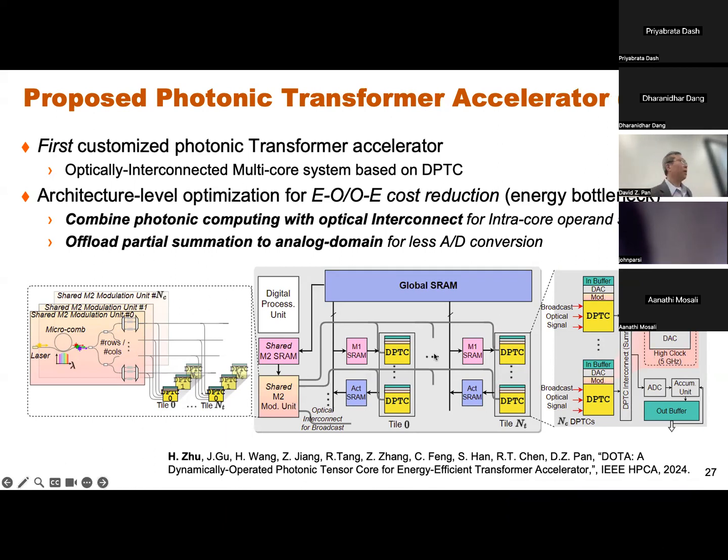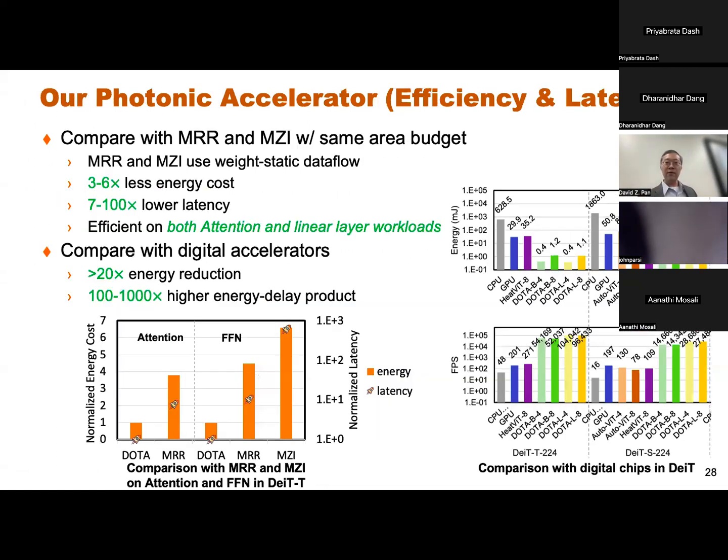Anyway, I won't go into details, but we have shown that compared with micro ring or MZI with the same area budget, we can have 3 to 6 times better energy efficiency. And in terms of latency, it's 7 to 100 times better. And this can actually handle attention networks. So this is very nice. Again, I won't go into details. I'll be more than happy to share the preprint of our HPCA paper.